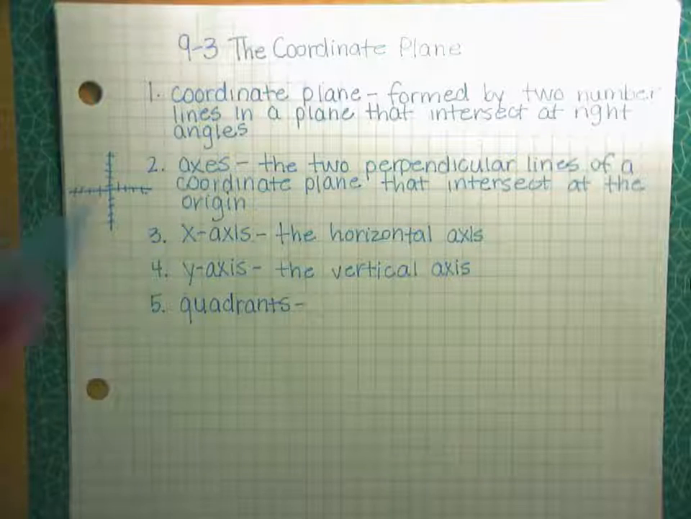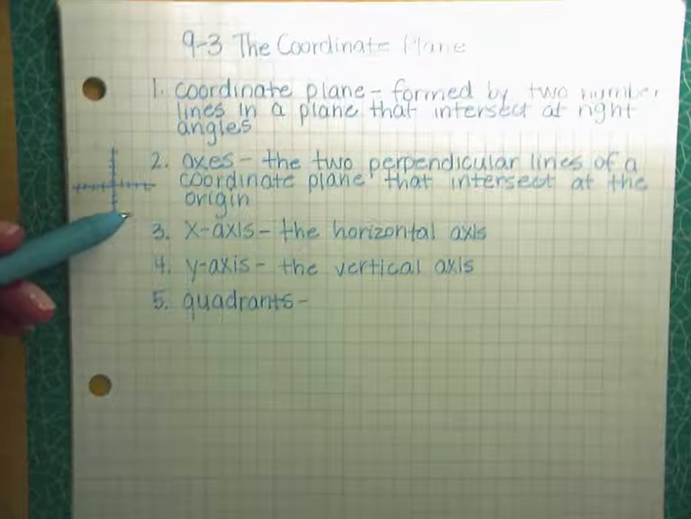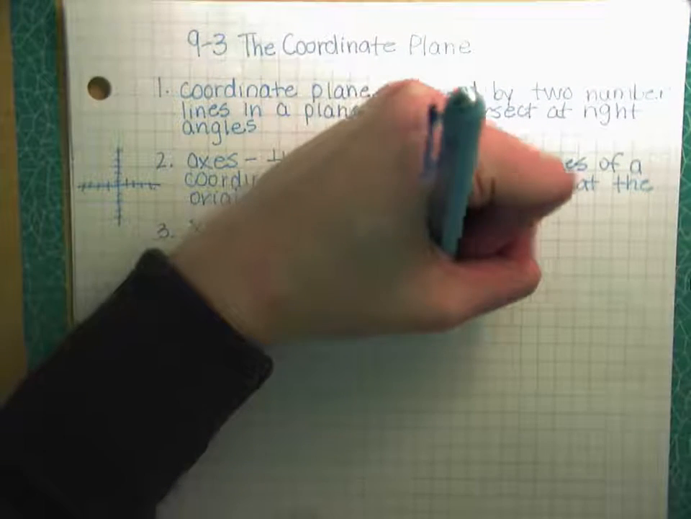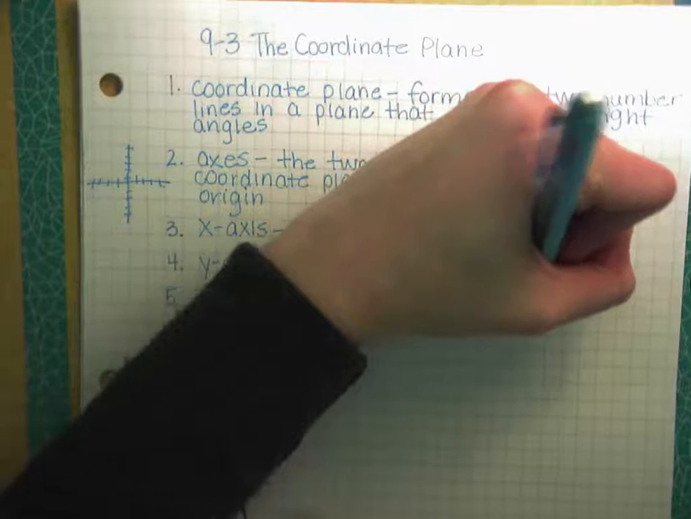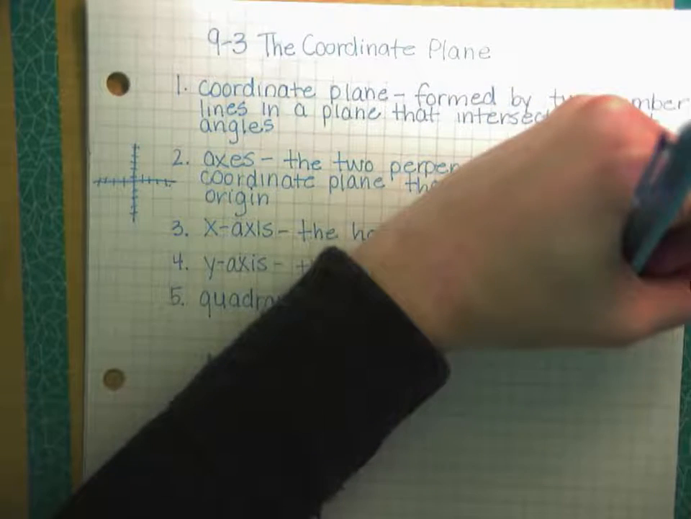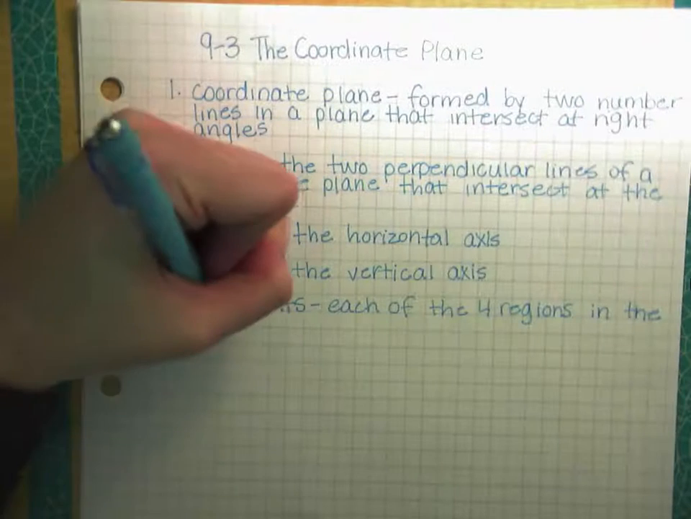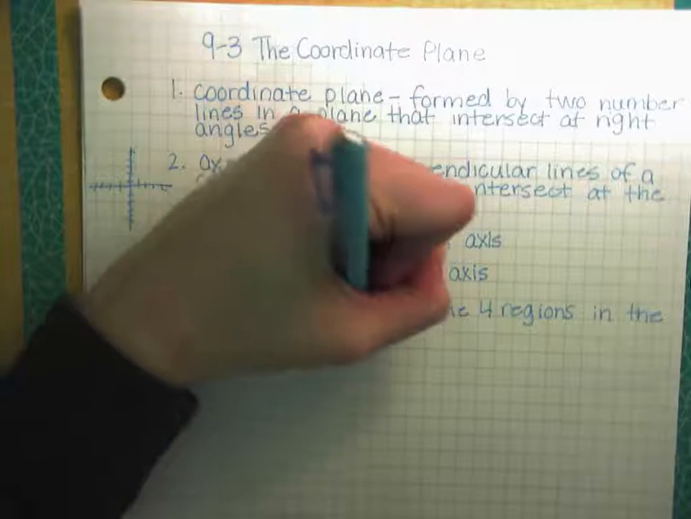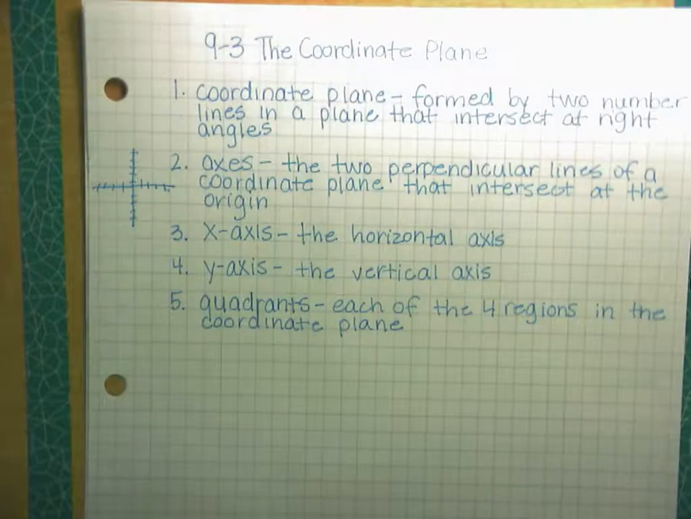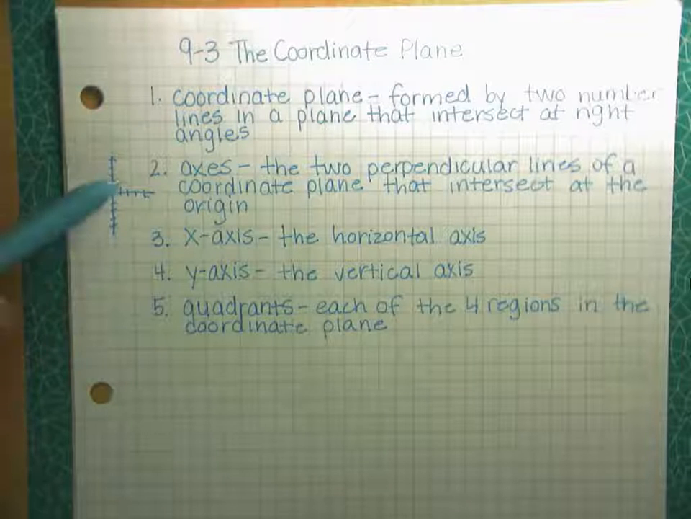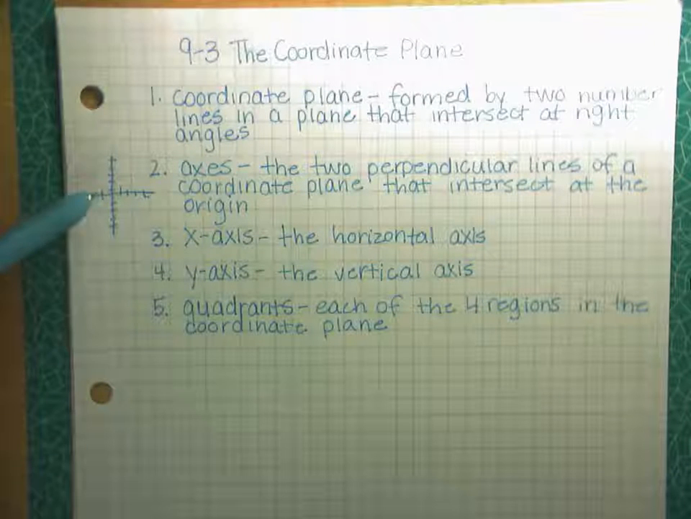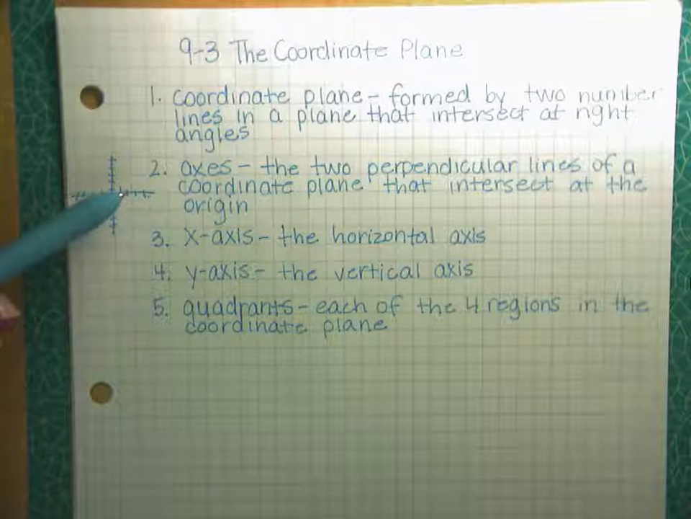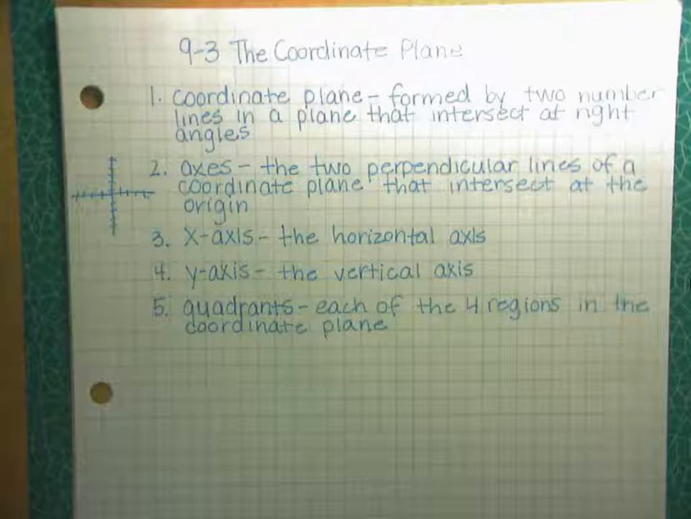The next term is the word quadrants. So the quadrants are referring to each of these four regions of the coordinate plane. Quadrants are each of the four regions in the coordinate plane. Basically each of these four regions are individual quadrants. And we can find points in all 4 quadrants. We'll look at those more closely in a minute.